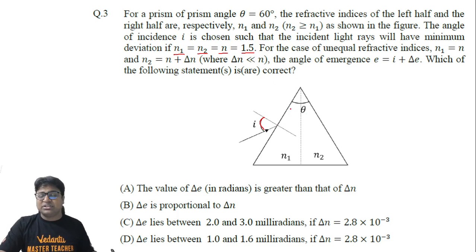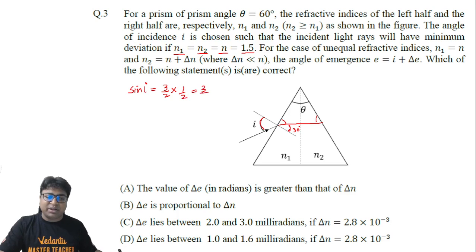If the question says that the angle of incidence was so chosen that we get minimum deviation, then it means that these two angles will become equal, and it also means that the angle of refraction here will become equal to half of prism angle, which is 30 degrees. Okay, so with that in mind, we are now in a position to write Snell's law. So we will write sine I is equal to 3 by 2, that's 1.5, into sine of 30 degrees, which is 1 by 2. So it becomes 3 by 4. So this is the value of sine I that we are getting.